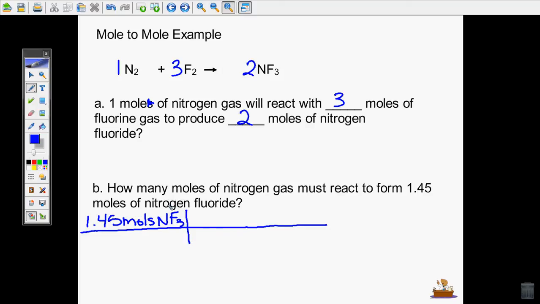So then I'm going to look back at my chemical equation. For every 2 moles of nitrogen fluoride, so I'm going to put this down here, I have 1 mole of nitrogen gas, so that will go on top. So my moles of nitrogen fluoride cancel. I'm left with moles of N2, ooh, that's a 2. So multiply across the top, divide by what's on the bottom, and I get 0.725 moles of nitrogen gas.